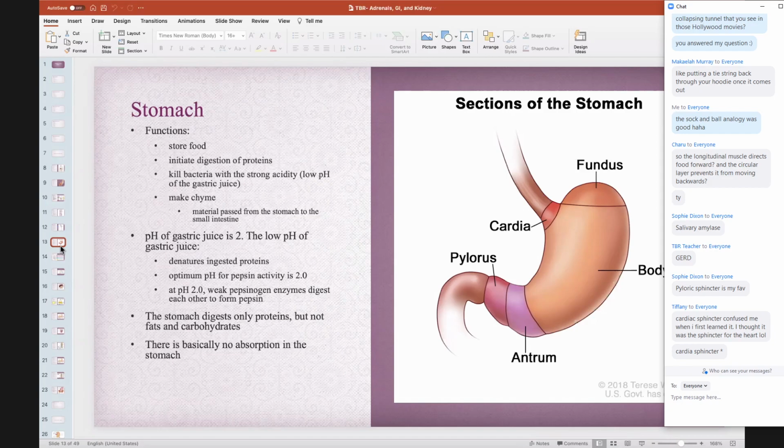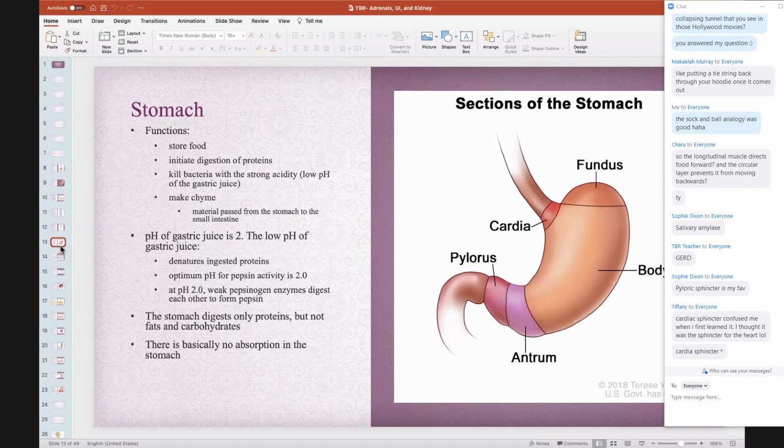Pepsin is a protease, so you'll start to denature and digest different proteins. You will not be digesting starches here. You will not be digesting lipids here. In the stomach, you only have digestion of proteins. But the acidic environment also kills bacteria. So most of the bacteria on the food that you eat will be killed by the stomach. There is an immune function to the stomach as well.